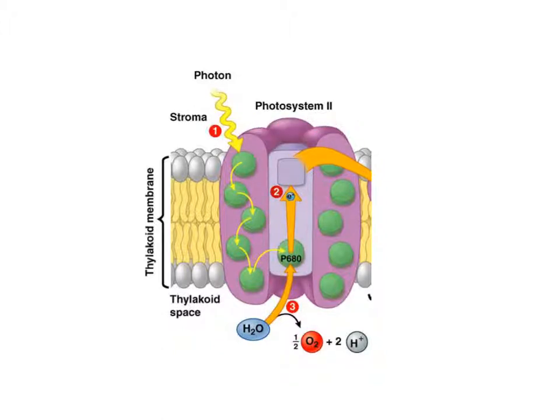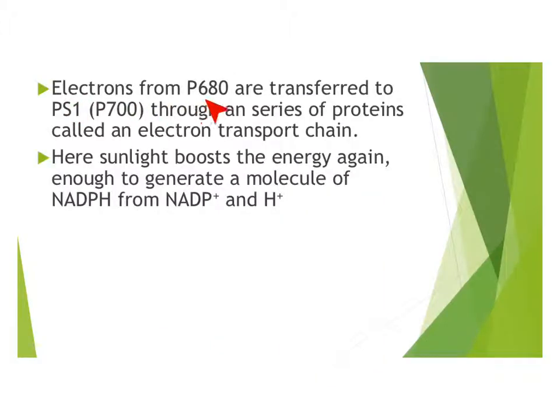Actually, photosystem 2 comes before photosystem 1. It sounds weird, but that's how it works. At this point, electrons from P680 are going to be transferred to photosystem 1, which we call P700, the second reaction center. P700 means that pigment has its maximum absorbance at 700 nanometers.